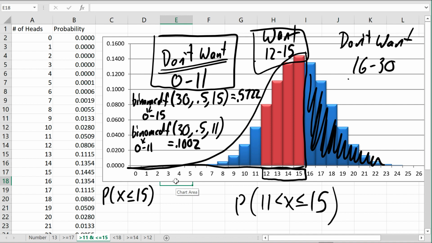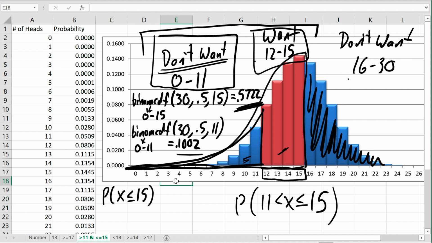All right, so what we know is that what we don't want and what we want, so between 0 and 11, and between 12 and 15, those together, that's 57.22%, or 0.5722. So that's the blue area here and the red area here. Those two combined, 0.5722. We also know this blue area right here is 0.1002. So if we know those two things combined, or 0.5722, and we know the part we don't want is 0.1002, then we can find what we want.